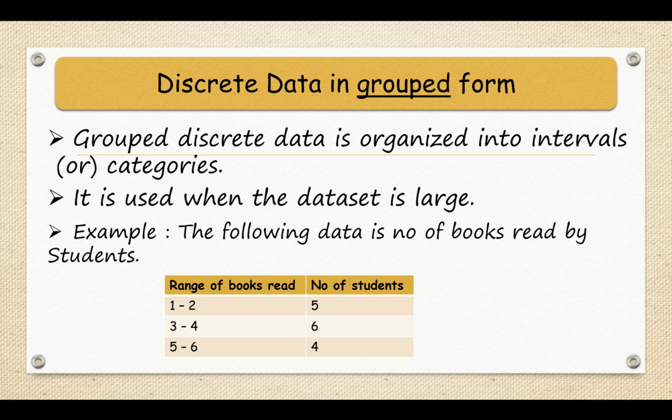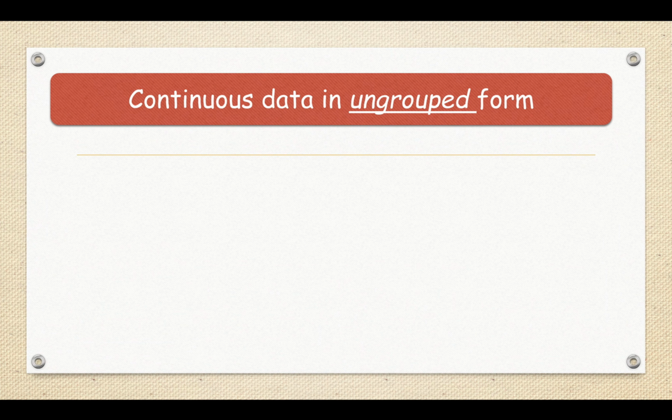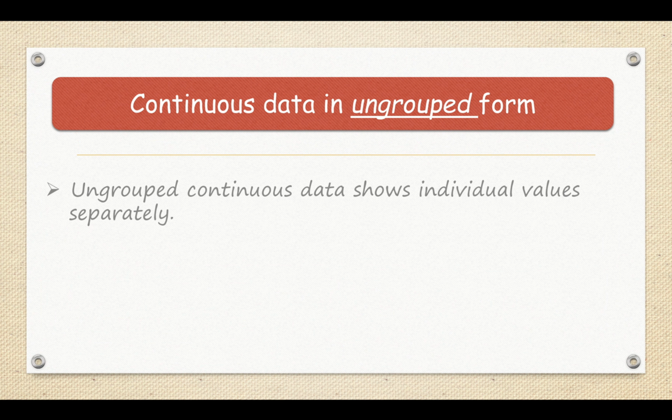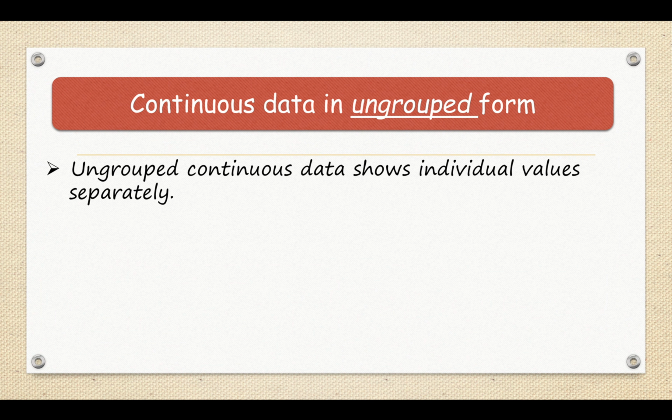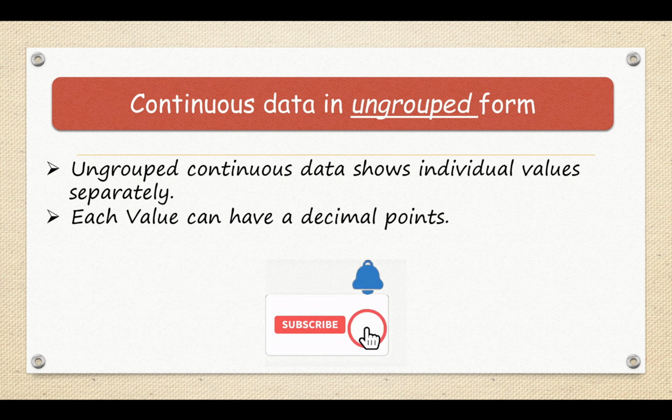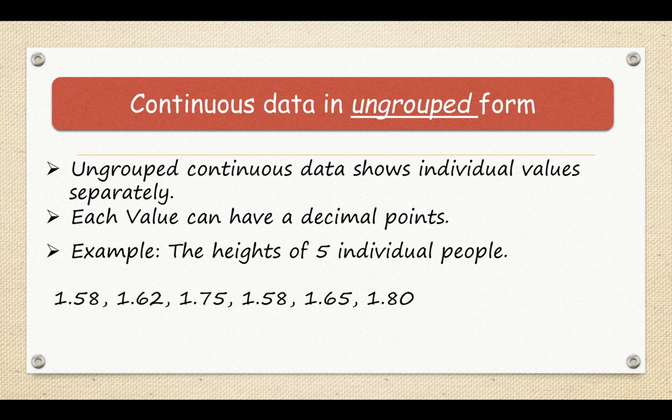Let's continue with continuous data in ungrouped form. Ungrouped continuous data refers to data where individual values are listed without being categorized into groups or intervals. This data typically consists of measurements or observations that can take any value within a range. Example: height, weight, temperature, etc. An example of ungrouped continuous data: the heights of 5 individual people, 1.58, 1.62, 1.75, and so on. And you can take decimal values.